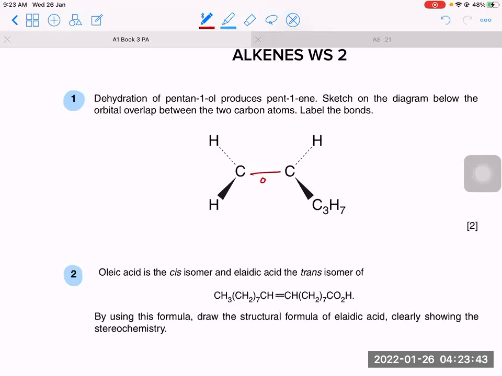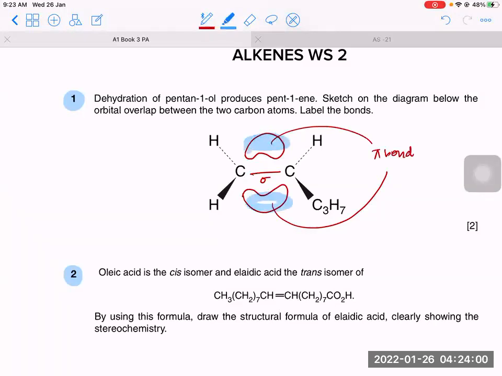So I'm going to show a sigma bond like this. And the pi bond can be shown as an electron cloud above and below the nucleus. Sometimes they ask you to show the electron cloud. So this right here is a pi bond. Now, these are not two pi bonds, all right? This is one pi bond formed by incomplete sideways orbital overlap to form an electron cloud above and below the nucleus. Yes?